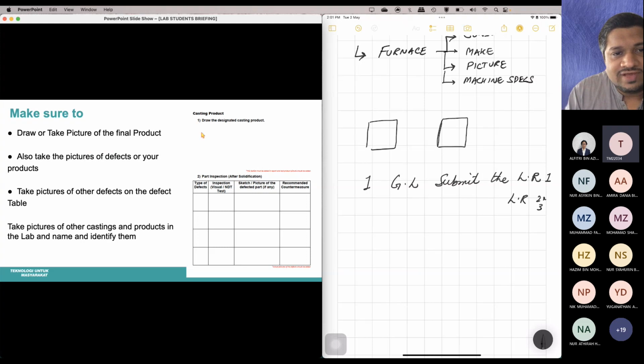Take pictures of the final product, and take a picture of the inspection that you are going to carry out for the product. What are the defects which were observed? Take the help of JP. Ask JP, this is my product, how does it look? Please tell me what this defect is and why this defect occurred. JP will tell you why this defect occurred and how we can counter it, how we can solve this defect from occurring again and again.